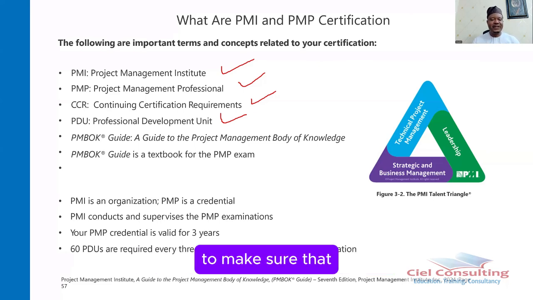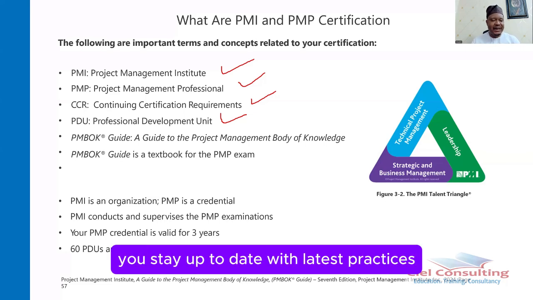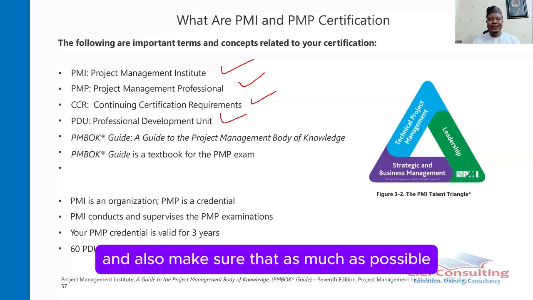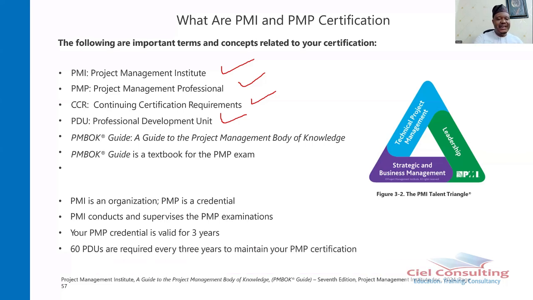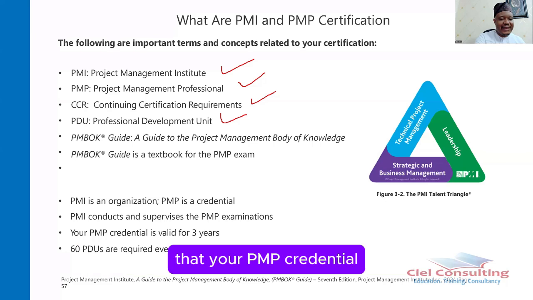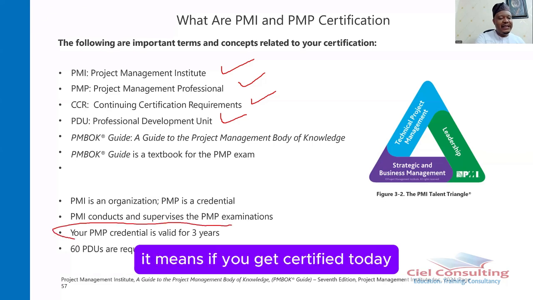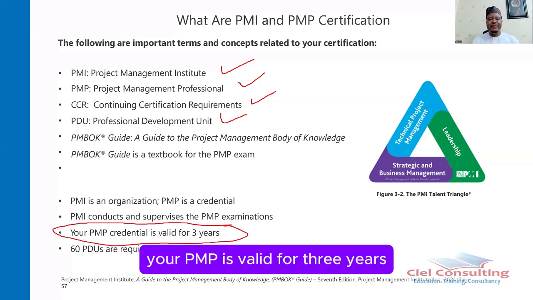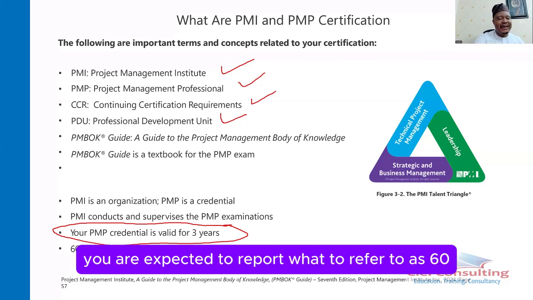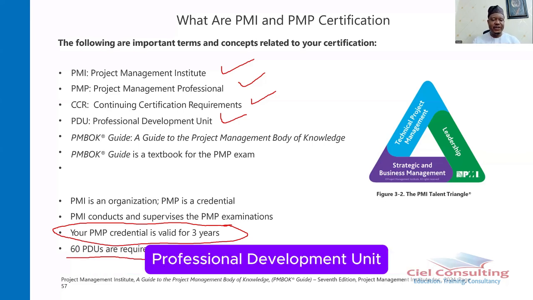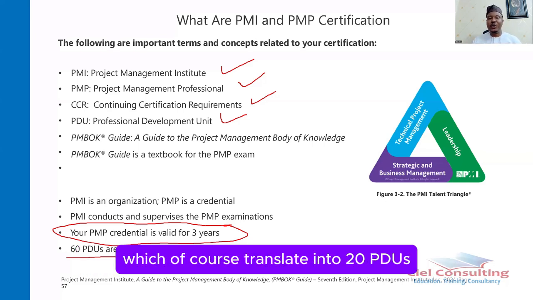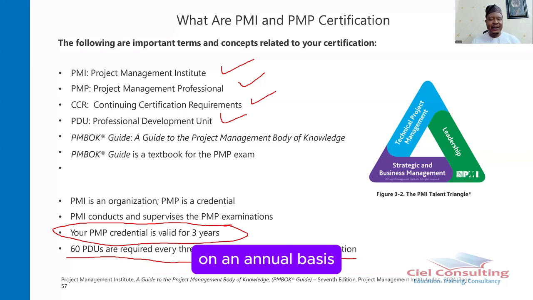This is, of course, to make sure that you stay up to date with the latest practices in project management, and also make sure that, as much as possible, you keep developing yourself. So that's part of the reason why we mention here that your PMP credential means that if you get certified today, your PMP is valid for 3 years. And within those 3 years, you are expected to report what we refer to as 60 professional development units, which of course translates into 20 PDUs on an annual basis.